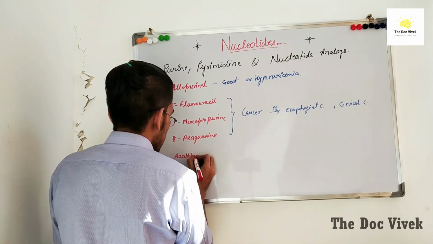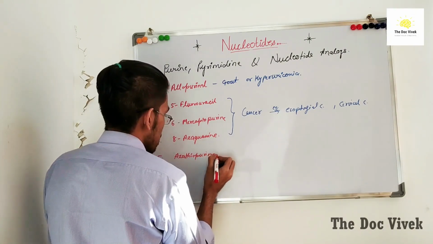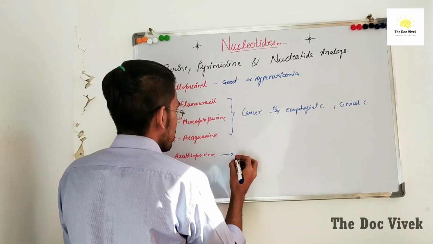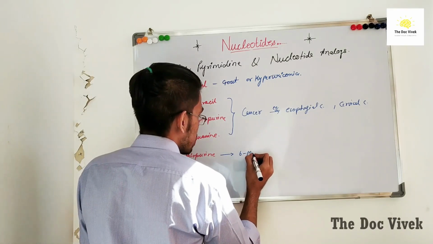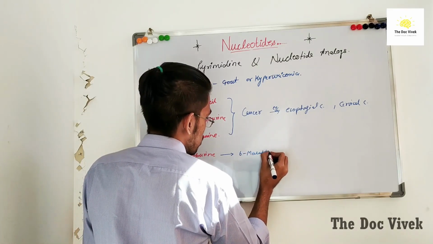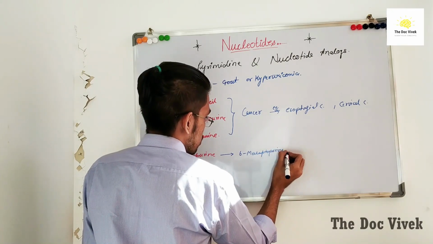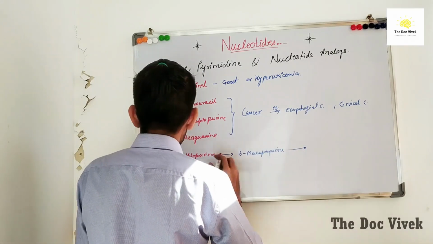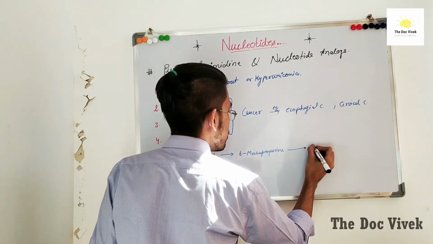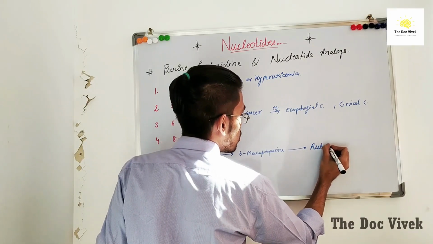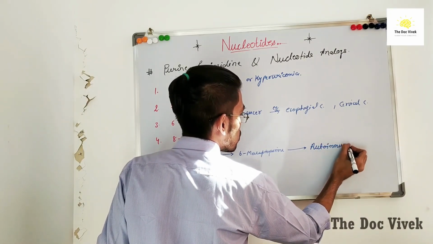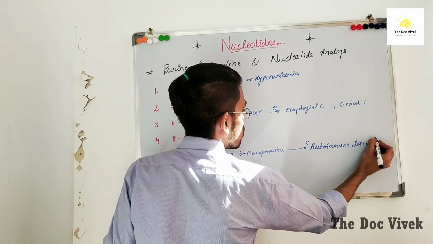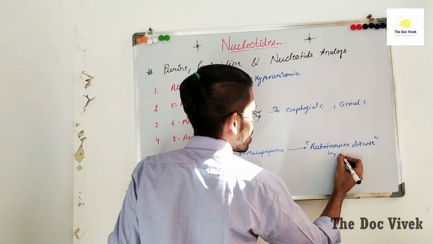The fifth one is azathioprine. When azathioprine gets inside our body, it is converted to 6-mercaptopurine, and then helps in treating autoimmune diseases, like arthritis.